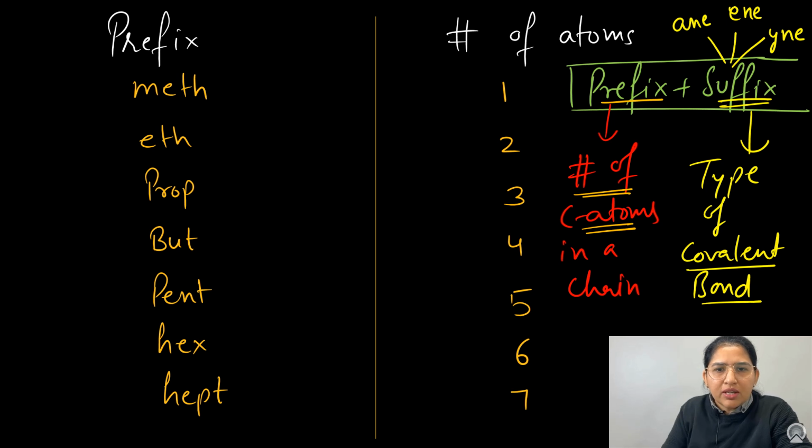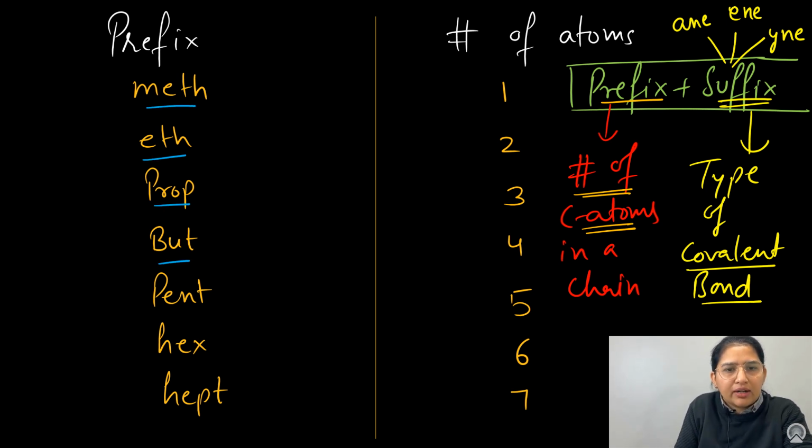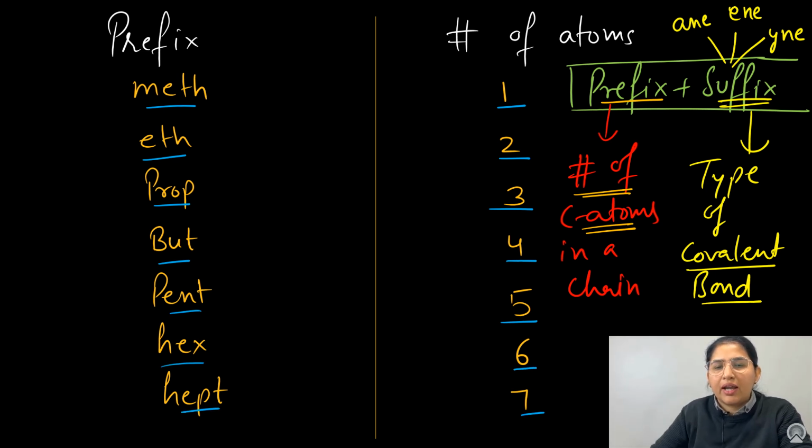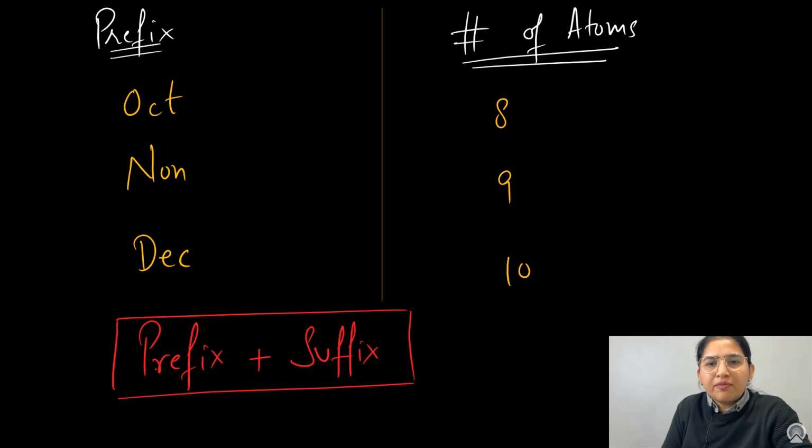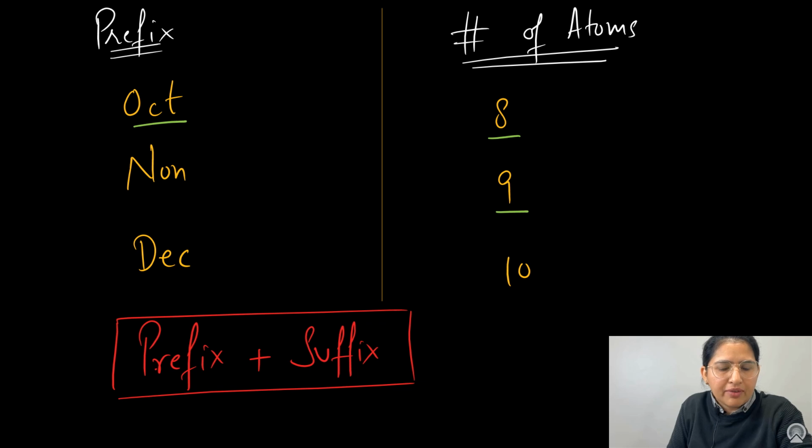Now let's talk about the prefix that represents the number of carbon atoms. Here you may see we have numbers, and in front of them their prefixes are written. If you have only one carbon in a chain, you are supposed to write meth, while if you have two carbons, it should be eth. For 3, prop. For 4, but. For 5, pent. For 6, hex. For 7, hept. And for 8, if we have 8 carbons in a chain, we would write oct. If we have 9 carbons, we will use the prefix non, while if we have 10 carbons in a chain, it should be dec.